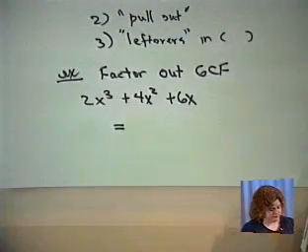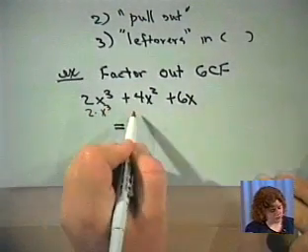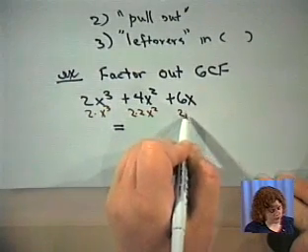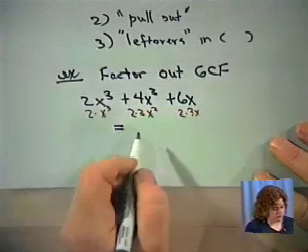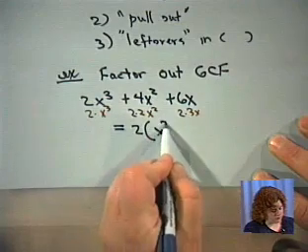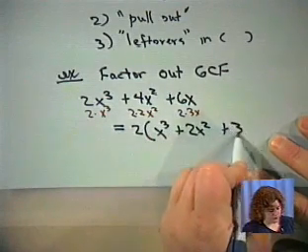This would be a 2 times an x cubed, and here we've got a 2 times 2x squared, and here we've got a 2 times a 3x. So let me pull out the 2. And what am I left with? Well, x cubed plus 2x squared plus 3x.